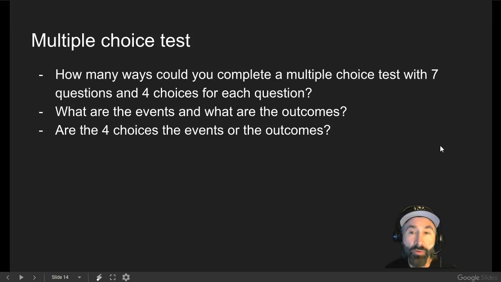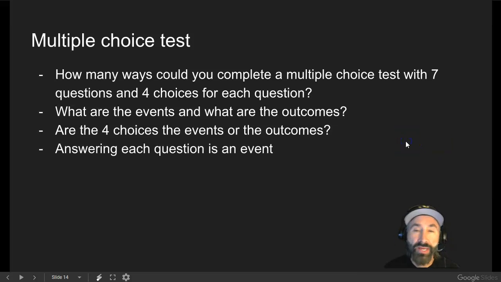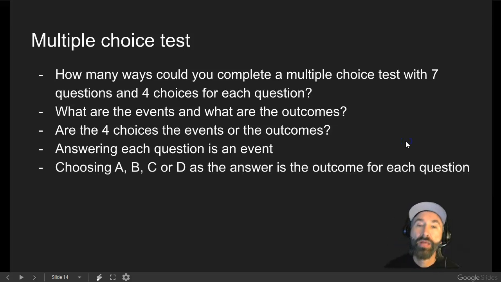And we already know that if we know the number of events, and if we know the events and we know the number of outcomes per event, we can use the fundamental counting principle. So let's proceed. Oh, it turns out that answering each question is an event. Choosing A, B, C, or D as the answer is the outcome for each question.